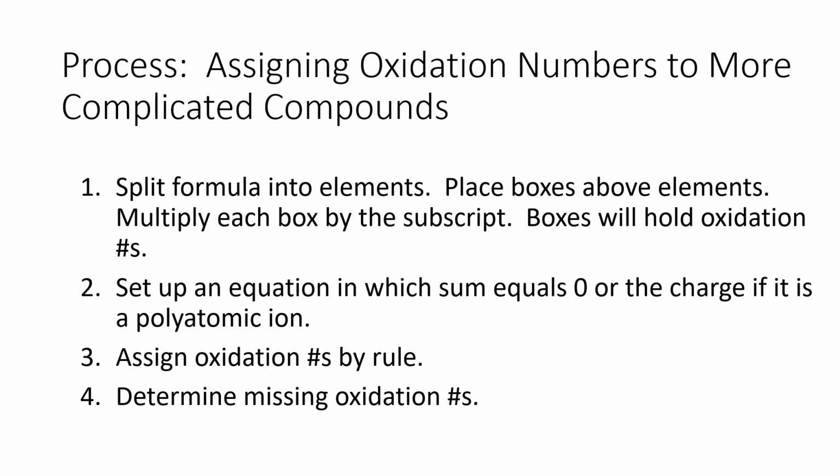So we're going to break down the formula by element. We're going to draw a box that's going to represent the oxidation number. We're going to multiply that box times any subscript that's in the formula, and then we're going to add all of that up and set it equal to 0 for a molecule, or we'll set it equal to the charge for a polyatomic ion. Then we basically have an equation. We solve it for whatever's unknown, and we'll learn from that process what the missing oxidation number is.